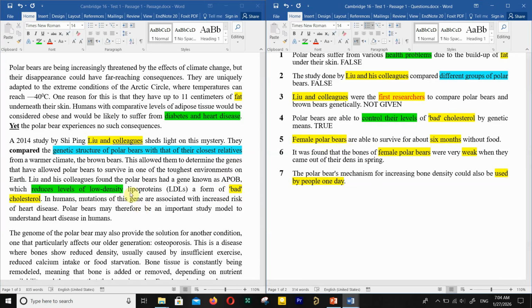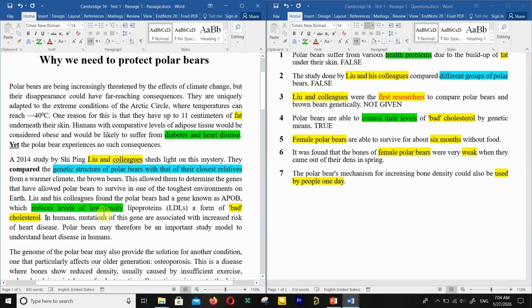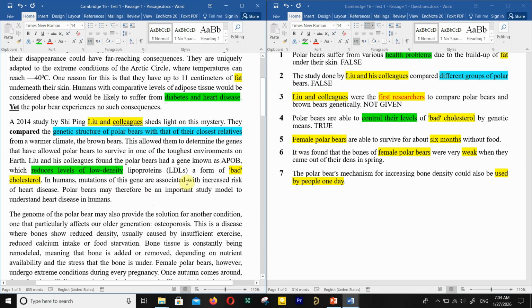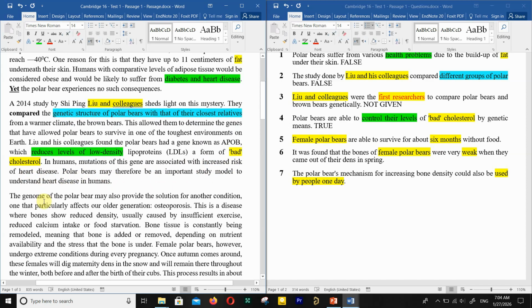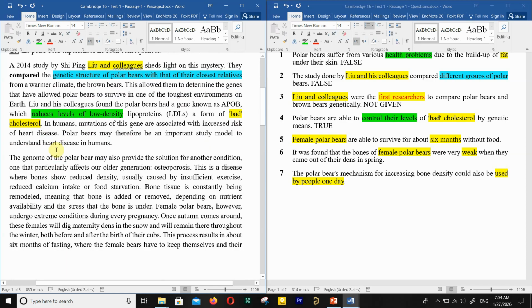Female polar bears. In humans, mutations of this gene are associated with increased risk of heart disease. Polar bears maybe. So there is nothing about female polar bears. Maybe in the next paragraph, I don't know. The genome of the polar bear may also provide. Just look for the female polar bear. You see, you have to speed up your process of finding where the answer is.